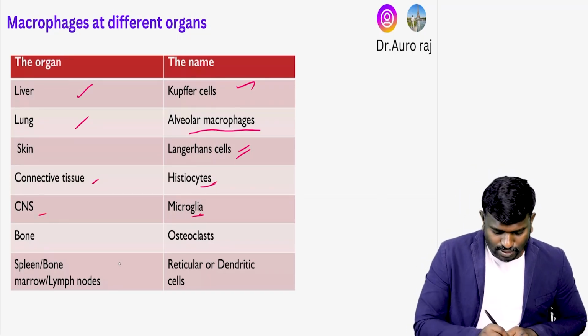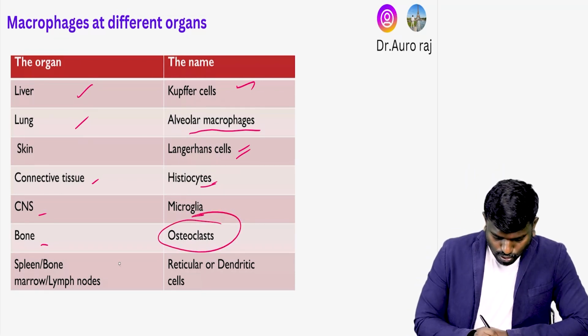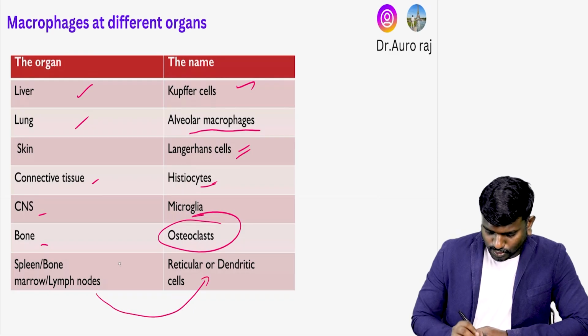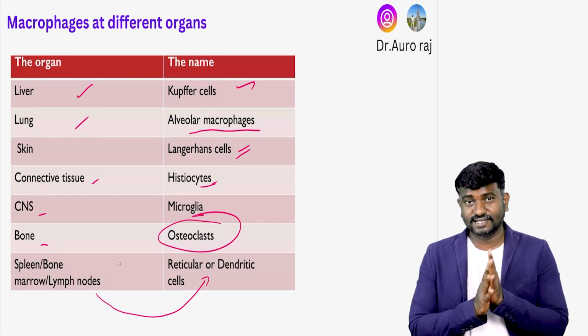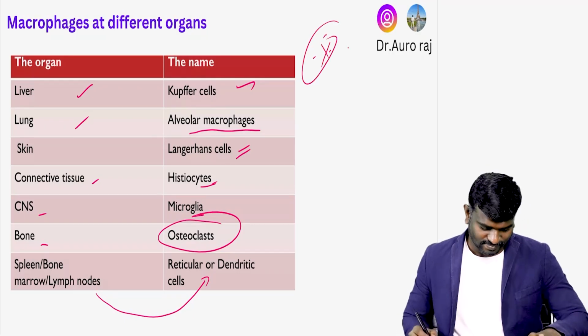CNS, microglia. Bone is going to be osteoclasts. Spleen or bone marrow along with lymph nodes could be what? Reticular or dendritic cells. Please revise this table as well.